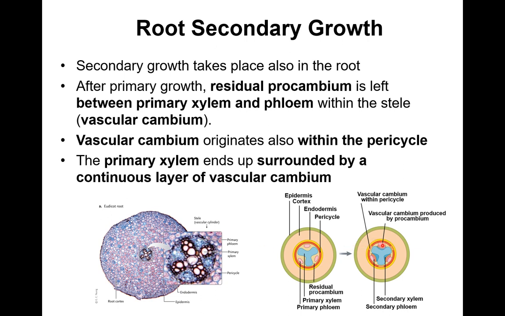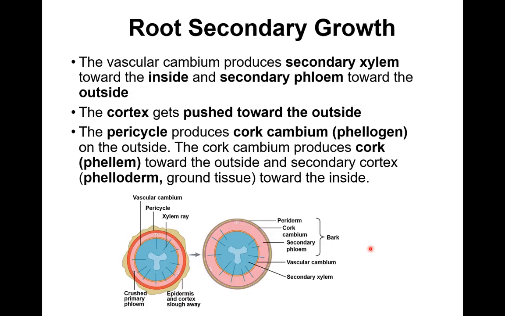It will still isolate the xylem towards the inside from the phloem towards the outside. And that is what acts in the root as the vascular cambium. So similar to exactly how it was happening in the stem, now the vascular cambium will produce xylem towards the inside and phloem towards the outside.